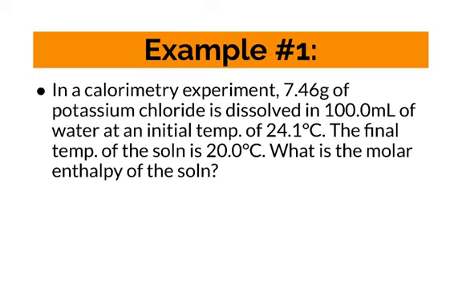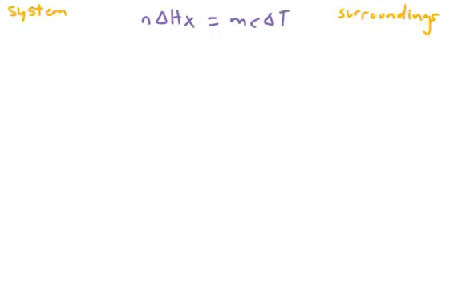So let's set up what we know and what we don't know. I like to set it up underneath the equation and separate the pieces on the left side for system and the right side for surroundings. All right, so I've set my formula up in the middle, and on the left I'm writing stuff about the system, and on the right I'm going to write stuff about the surroundings.